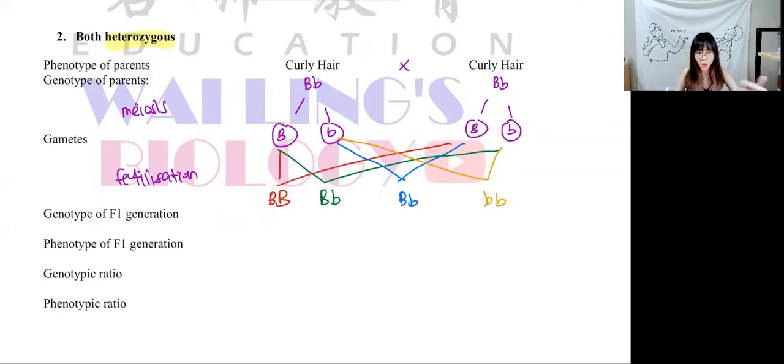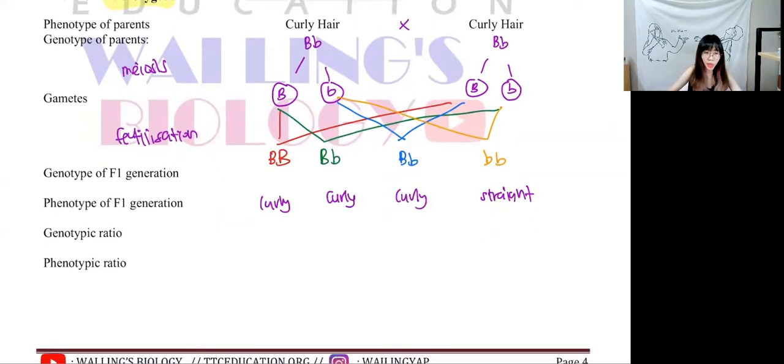Okay, 2 small b. Right now, we have different phenotypic characteristics. If it's 2 big B, when you have a dominant, they will always show a dominant characteristic, right? So this is curly hair. This is curly hair. This is curly hair. 2 small b means they are recessive. So this is straight hair, okay?